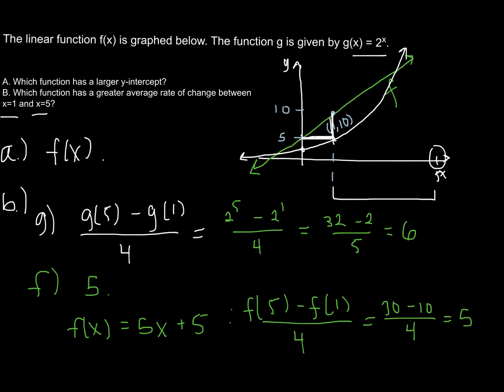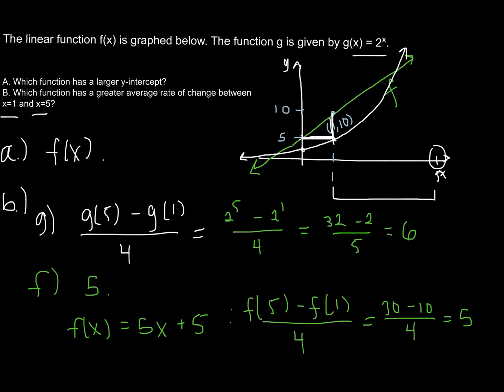And so we can see that the average rate of change for g is going to be greater. And we could tell because the exponential function appears to be steeper. Okay? And in general, this is a property that is going to show up over and over again. An exponential function is going to look a lot steeper than, say, a linear function. Okay? And it's going to only get steeper and steeper as we move onward.